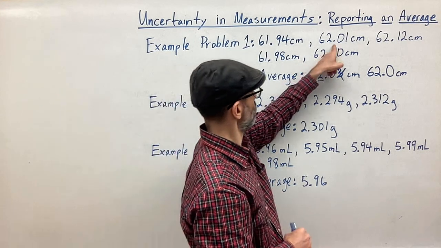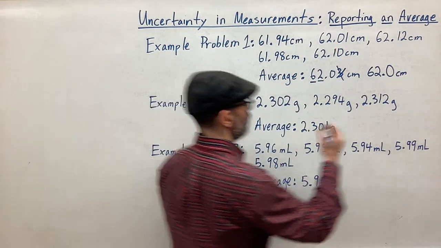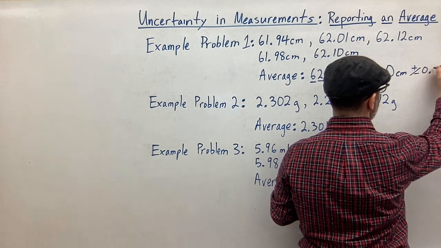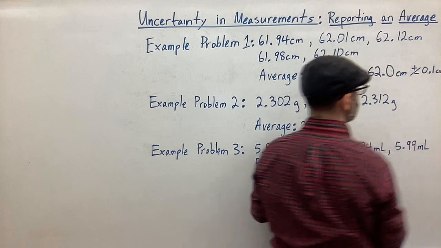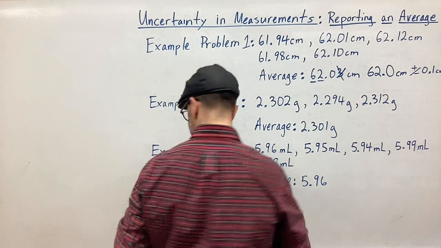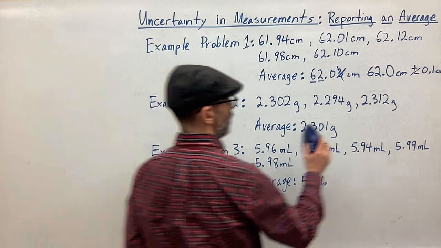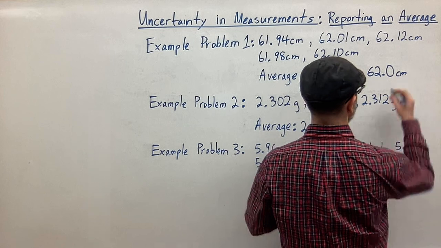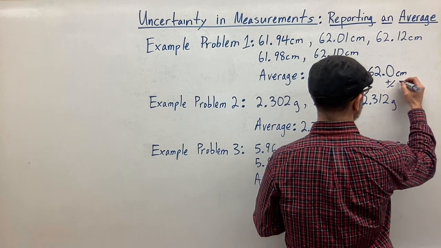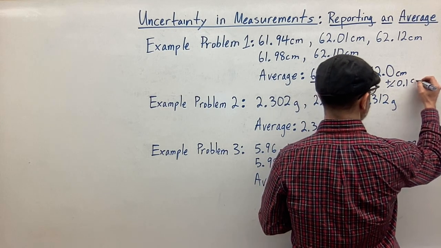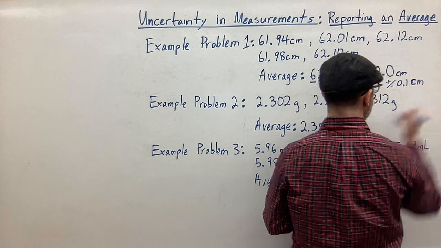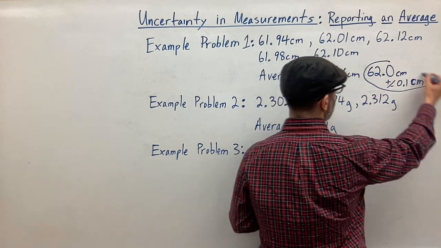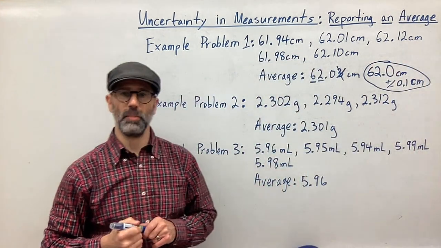So that is acceptable there too. So this is going to be plus or minus 0.1 centimeters for the uncertainty. So if I write that down here so you can see, that's going to be plus or minus 0.1 centimeters of uncertainty. So this is the way we would record the average of those numbers.